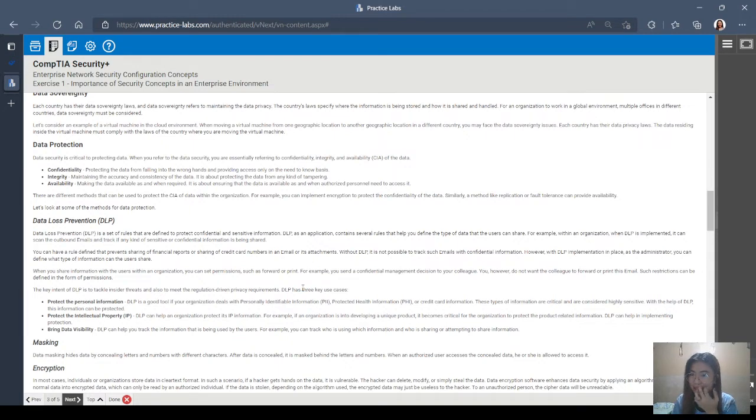Let us consider an example of a virtual machine in the cloud environment. When moving a virtual machine from one geographic location to another geographic location in a different country, you may face a data sovereignty issue. Each country has its own data privacy laws. Data residing inside the virtual machine must comply with the laws of the country where you are moving the virtual machine.